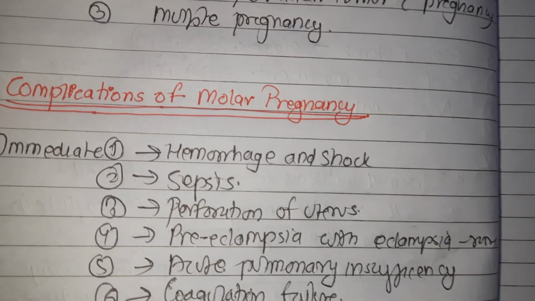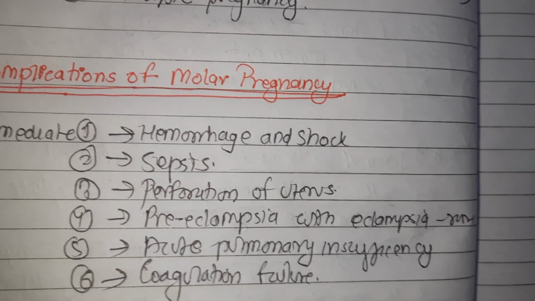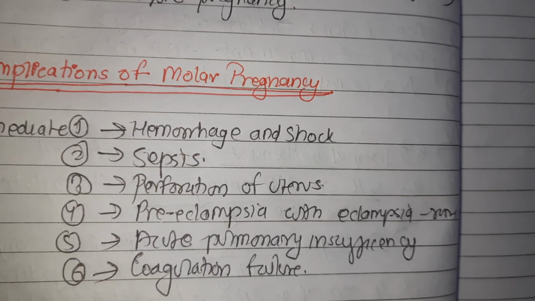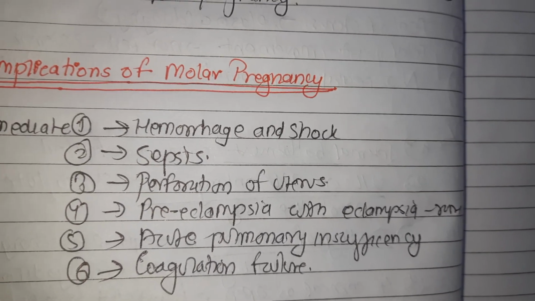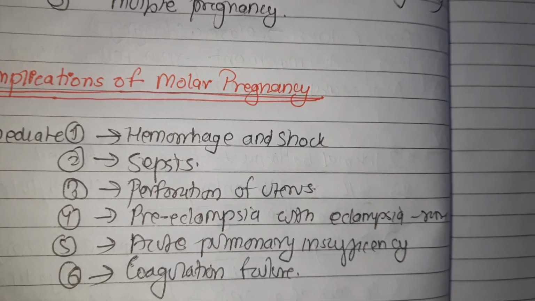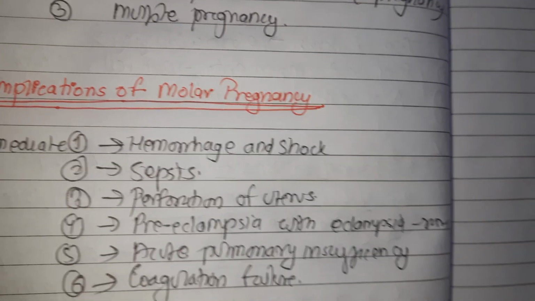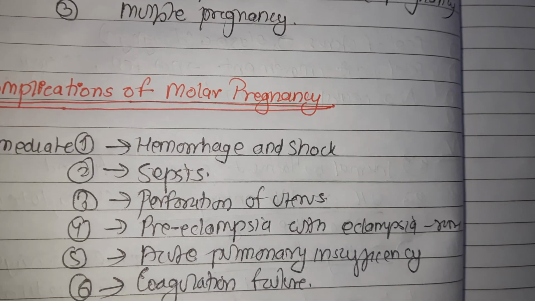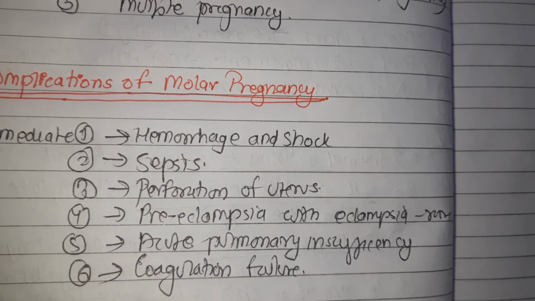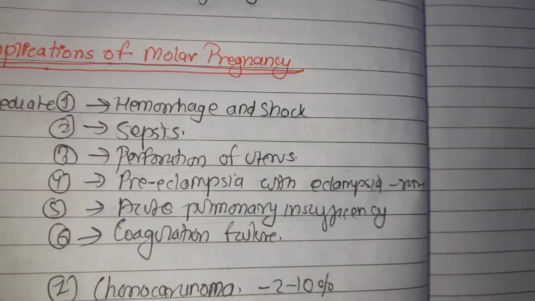Next is sepsis. There is increased risk of sepsis as there are no protective membranes, so the vaginal organisms can creep up into the uterine cavity. Also, the presence of degenerated vesicles, sloughing decidua, and old blood favors the growth of bacteria. The third reason is increased operative interference. So the 3 causes of sepsis are: no protective membrane, presence of degenerated vesicles suitable for growth of microorganisms, and iatrogenic operative interference.